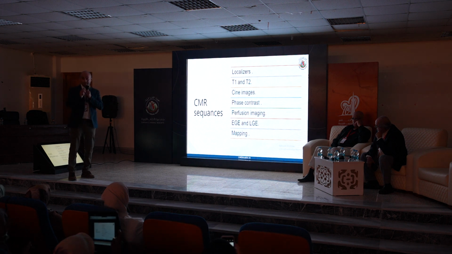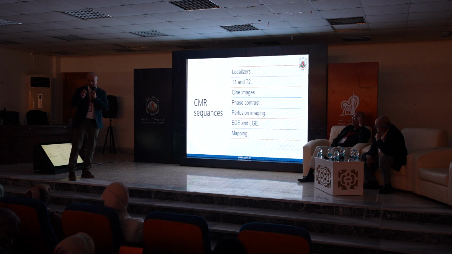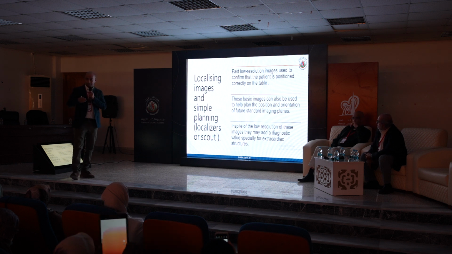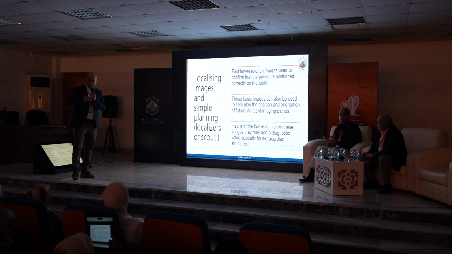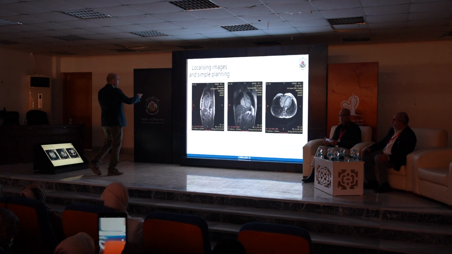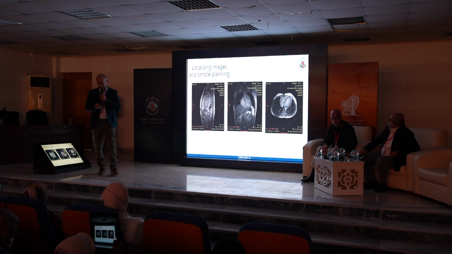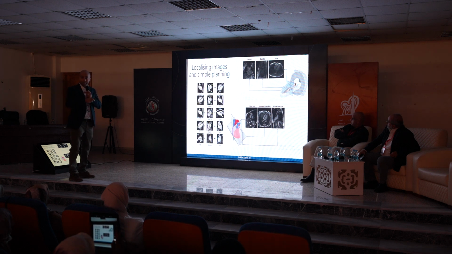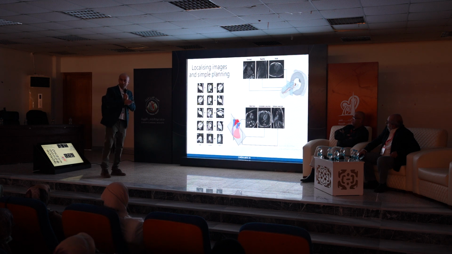We'll give a review of the sequences or images we use in the CMR. The first is the localizers. We use localizers for planning our study, to ensure the patient is positioned on the table, and they give us some diagnostic value, especially for extracardiac structures. These images are in sagittal, coronal, and axial planes. From these images, we can reach the planes of the heart: short axis, 4 chamber, 2 chamber, 3 chamber, and so on.